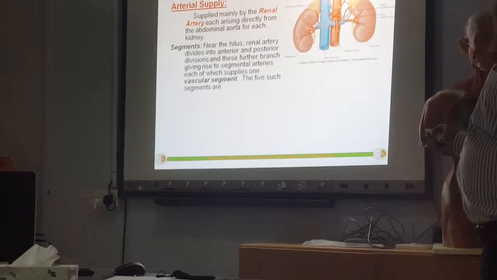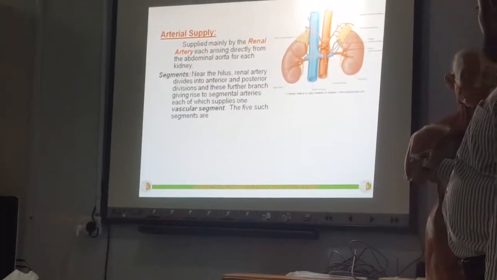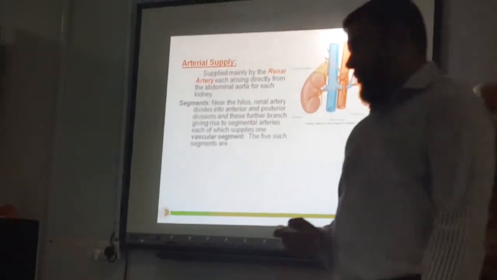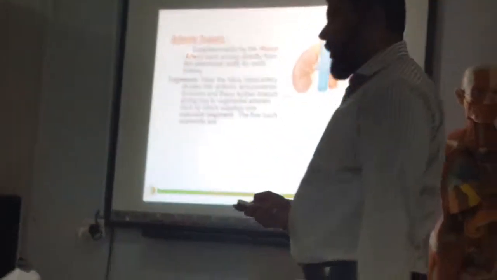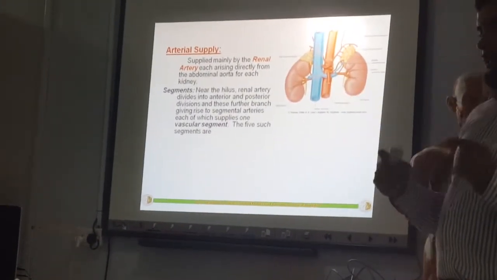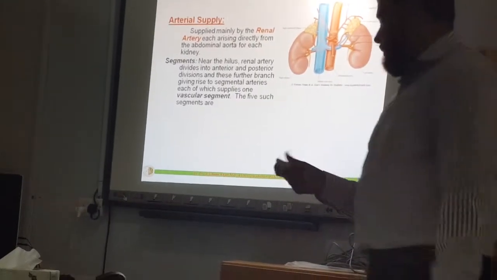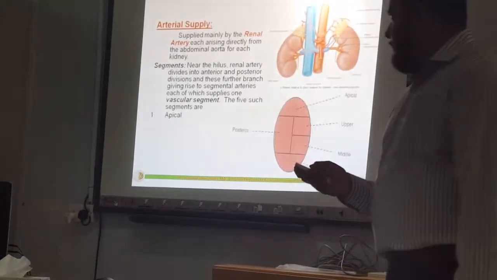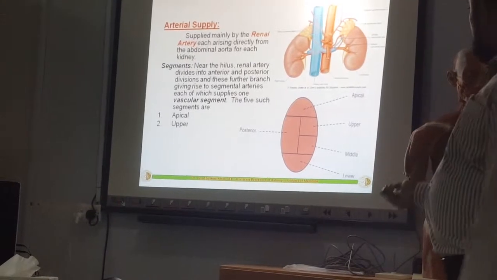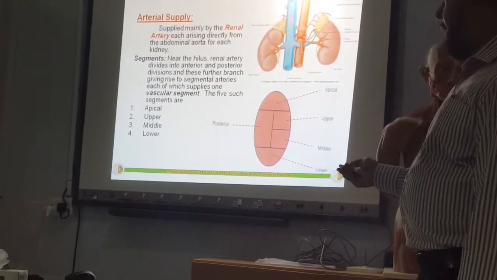If you see here, the artery is there, a single renal artery, and it is divided into segments. It is called the vascular segments because the vascular segments don't cross each other. Each segment, or each lobe, is supplied by a single segmental artery. So there are around 6 segments here later after development.